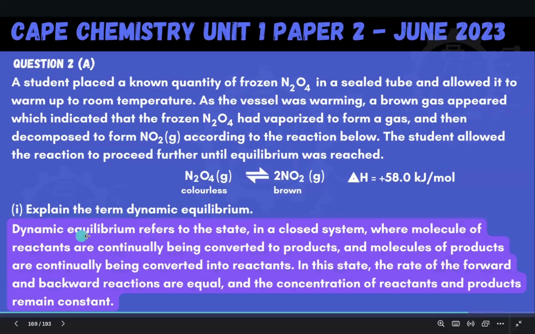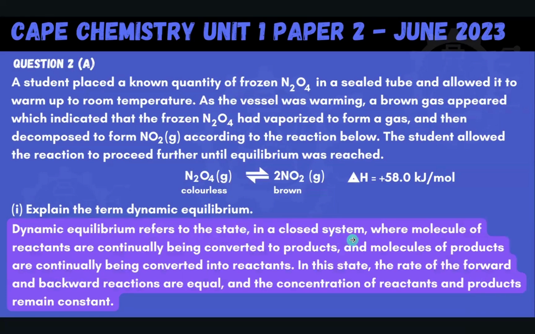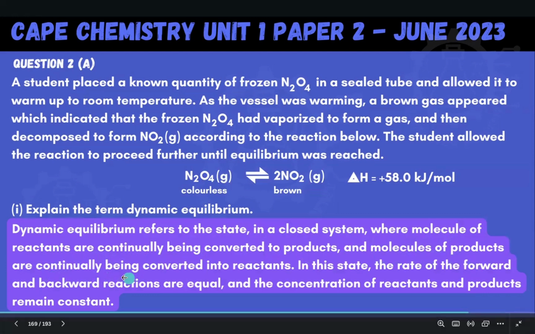Dynamic equilibrium refers to the state in a closed system where molecules of reactants are continually being converted to products and molecules of products are continually being converted into reactants. In this state, the rates of the forward and backward reactions are equal and the concentration of reactants and products remain constant.